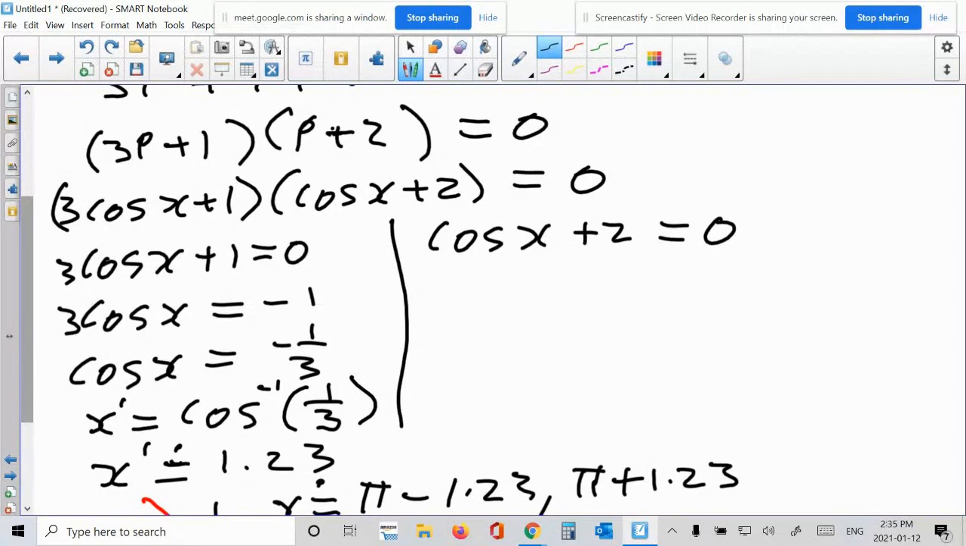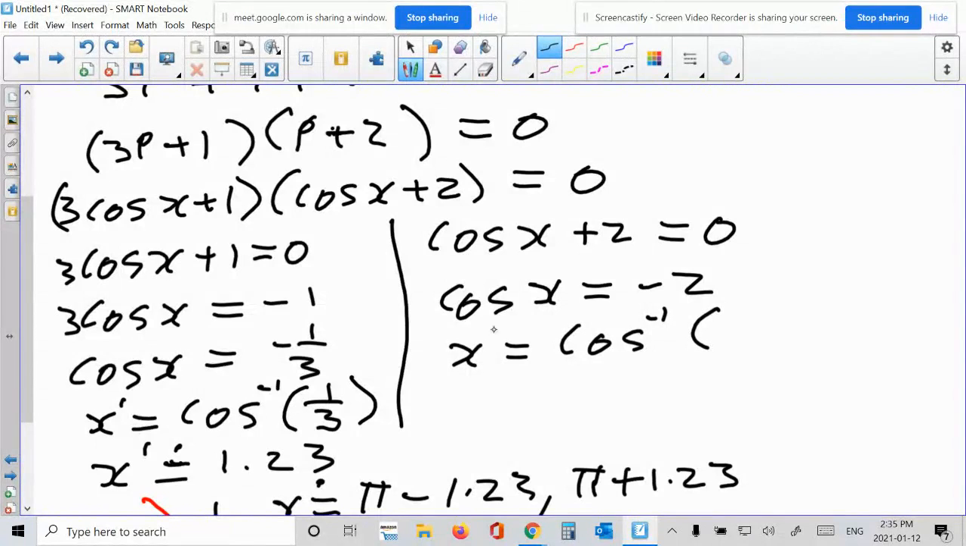Cosine of x plus 2 is equal to 0. Okay. So we know how this works. We're going to say that cosine of x equals minus 2. Right? That's the first part of that. And then we're going to say that x is equal to cosine to the minus 1 of, and I'm going to say x prime so far, let's say 2. Let's not say minus 2 for now. So can you tell me what that angle is on your calculator? Cosine to the minus 1 of 2. Anybody? What is that?